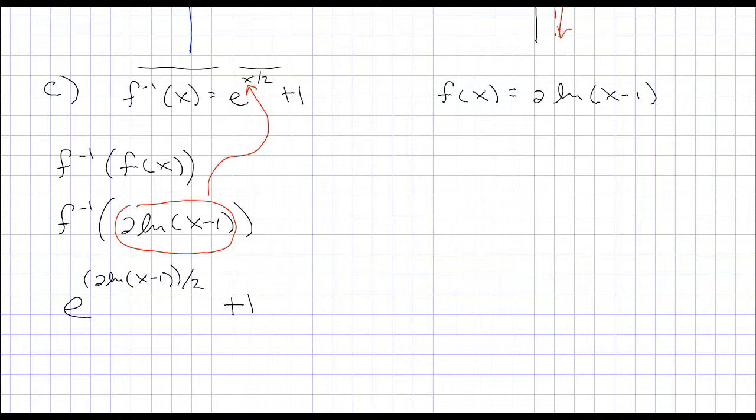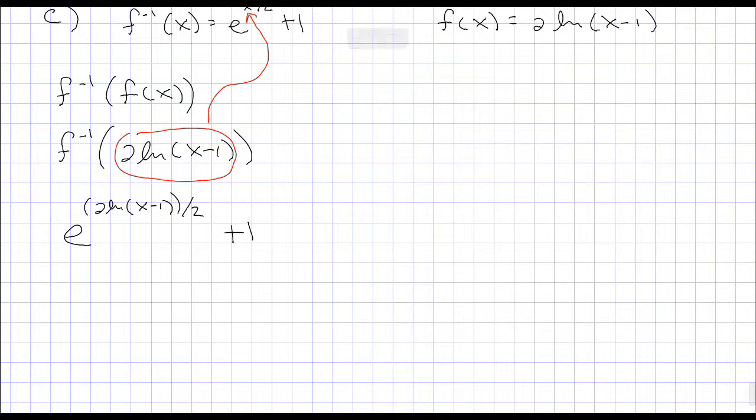Now I just need to clean it up. The 2's are going to cancel, leaving me e to the power of ln of x minus 1, plus 1. It's not that they're really canceling, but when you have e to the ln, you can think of that as going away and leaving just the x minus 1, whatever the argument is. So it does come down out of the power. So it's x minus 1 plus the 1. The 1's cancel, leaving you just x.